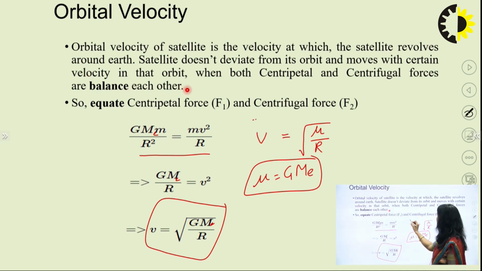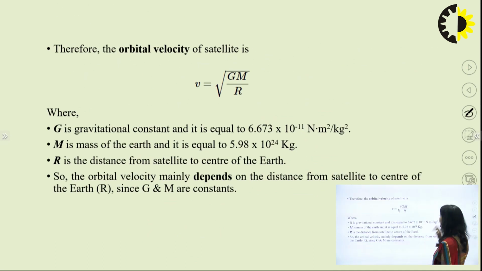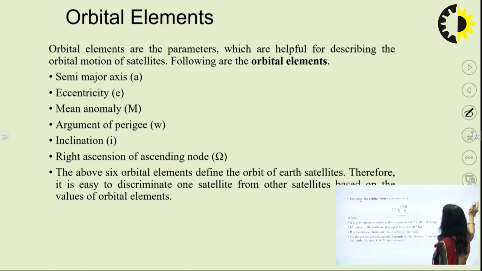This representation is very important. You can see many numericals in your question paper based on this formula. Kepler's third law is very important for your derivation, for numericals, and the orbital equation. So you have to understand this derivation very carefully. This we have already done.